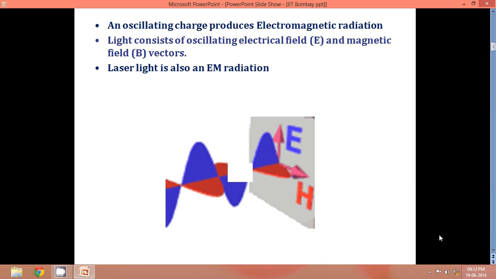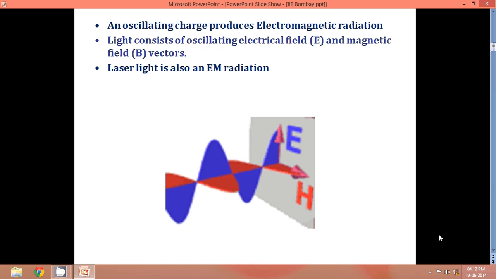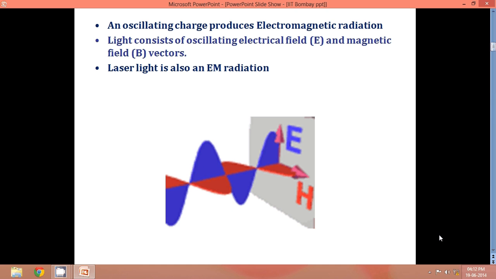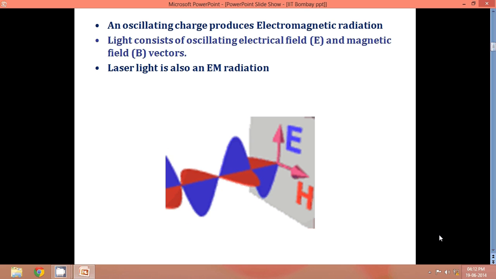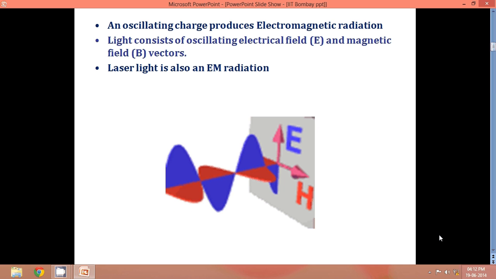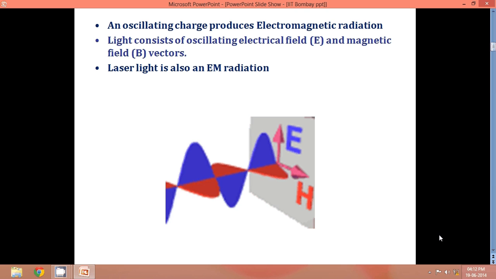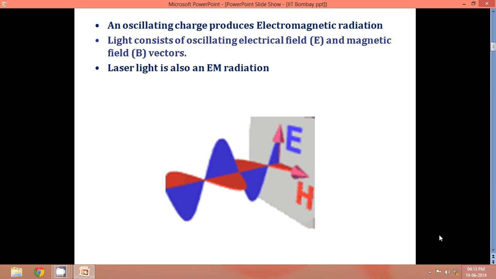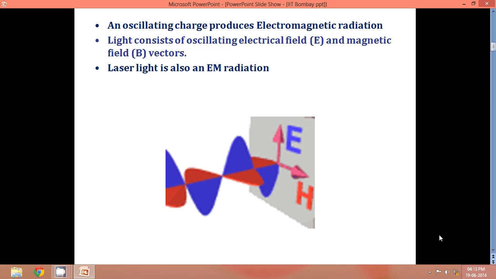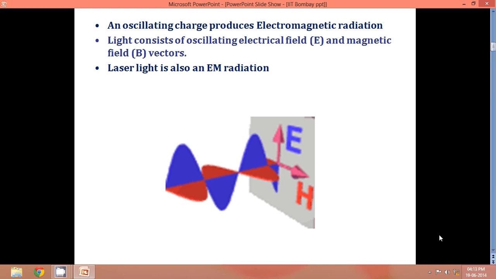You are aware that electromagnetic radiation, popularly known as EM radiation, is produced when a charge is oscillating. An electromagnetic radiation consists of an electric field E and a magnetic field B, which are perpendicular to each other and also perpendicular to the direction of propagation. Like any other light, laser light is also an electromagnetic radiation.